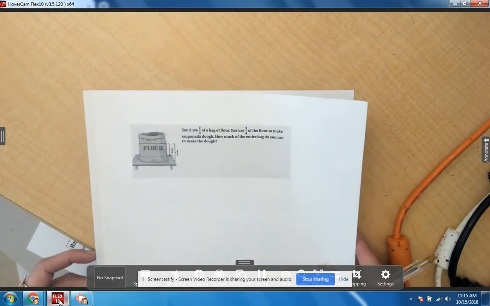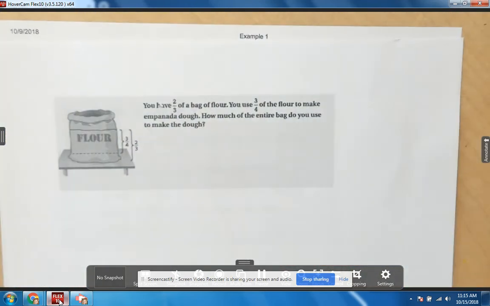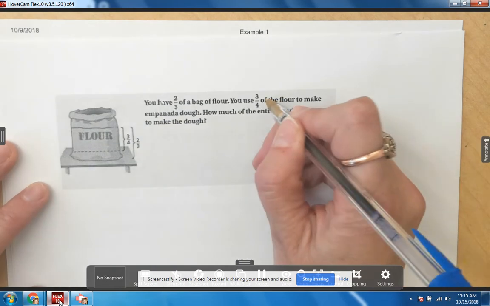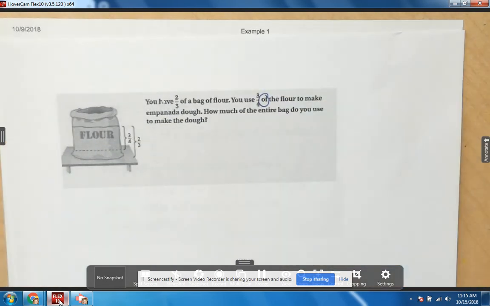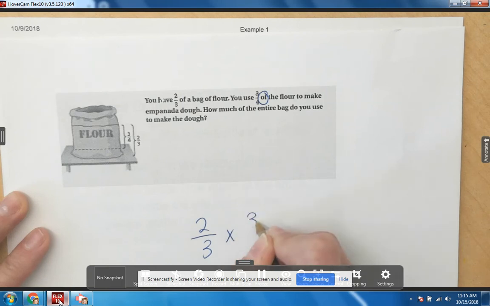And here's a word problem we can try. This is where you would apply this in the real world. It says you have 2/3 of a bag of flour. You use 3/4 of the flour to make empanada dough. How much of the entire bag do you use to make the dough? The keyword here is of. When you see the keyword of, that means multiply. So I'm going to do 2/3 times 3/4.